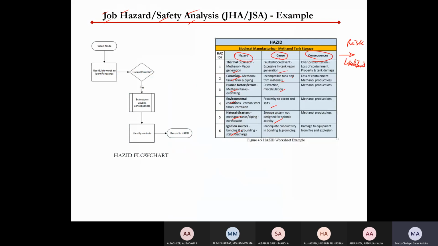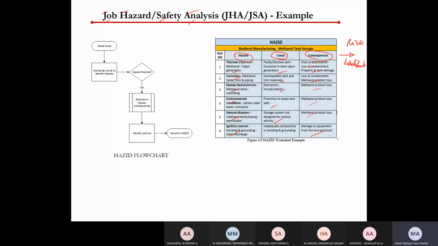This could lead to thermal expansion. And what are the consequences of this? This could be overpressurization, could lead to loss of containment, property and tank damage, loss of containment, methanol product loss, same. Damage to equipment from fire and explosion because of the ignition sources. So you can see these are various consequences of this hazard, all right?